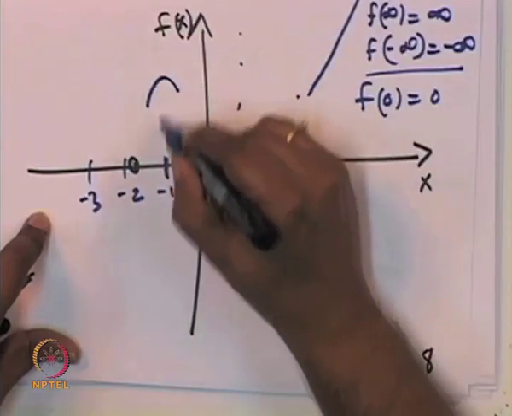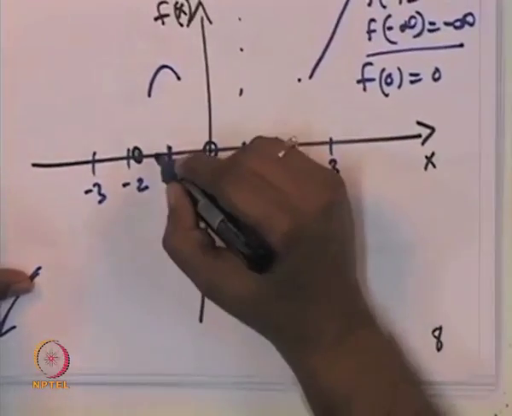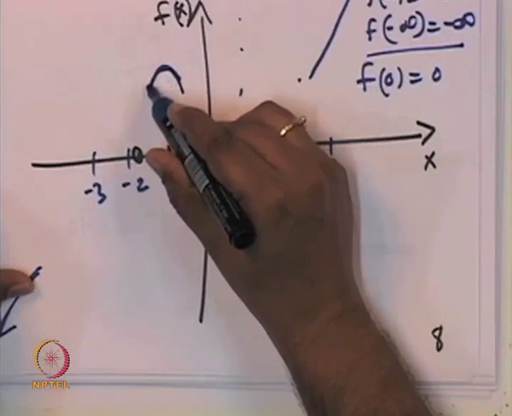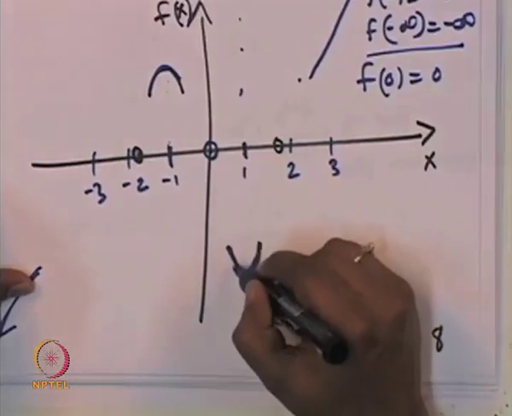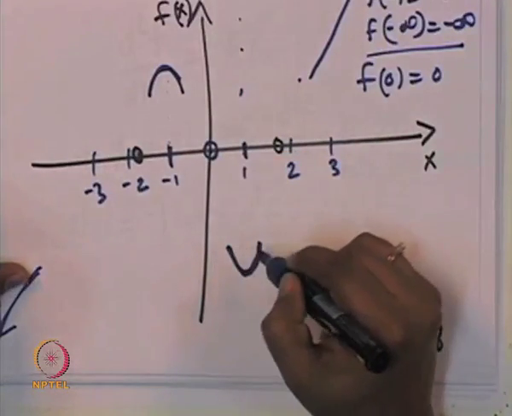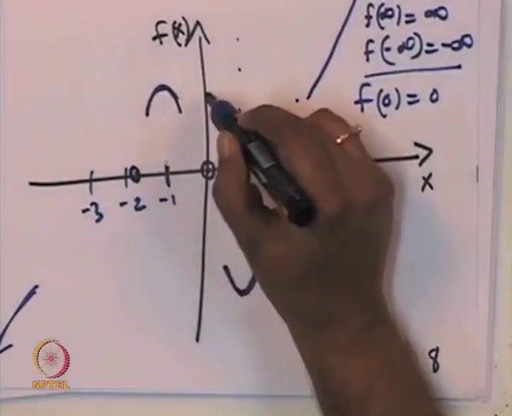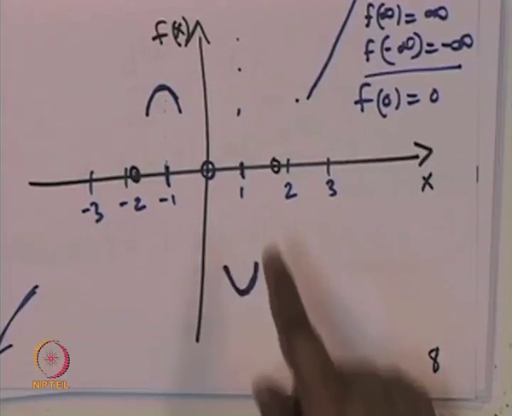We do not know where this maximum is, here or here, but we know that at x equal to minus 1, it should have a maximum. The function should have a curvature like this, and at x equal to plus 1, it should have a minimum, where the function should look like this. Now, what is the value at which this maximum and minimum should happen? So, we should evaluate the function at x equal to plus 1 and minus 1.